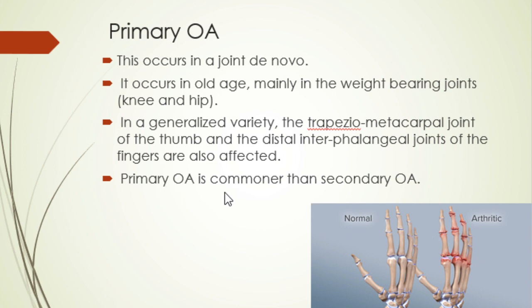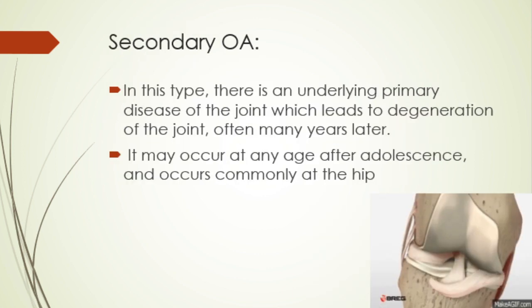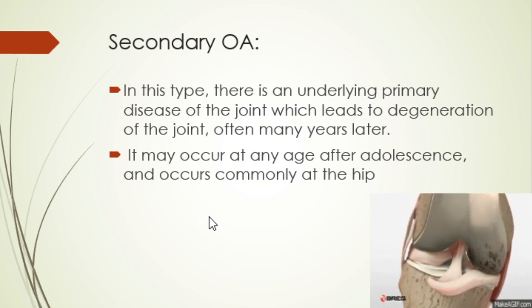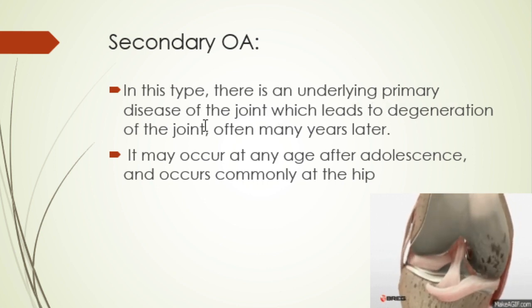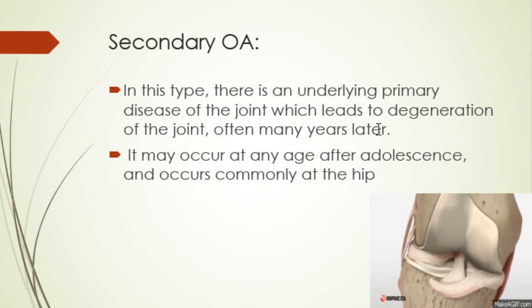Primary osteoarthritis is commoner than secondary osteoarthritis. It occurs de novo, in old age, and mostly involves small joints like the interphalangeal joints. In secondary osteoarthritis, there is an underlying primary disease of the joint which leads to degeneration of the joint, often many years later.